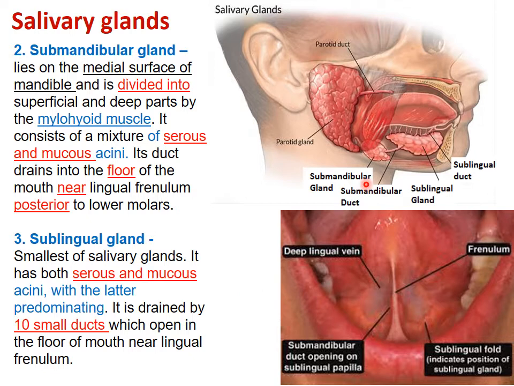Now let's count the ducts: 8 to 10. This is the sublingual gland, and you can see these many small ducts. 1, 2, 3, 4, 5, 6, 7, 8. So 8 to 10 is usually written. Here there are 8 small ducts, and individually they open on the side of the frenulum. The first opening is the opening of the submandibular gland, and the remaining openings here, there are 8 openings, right? These are the openings of the 8 ducts of the sublingual gland.